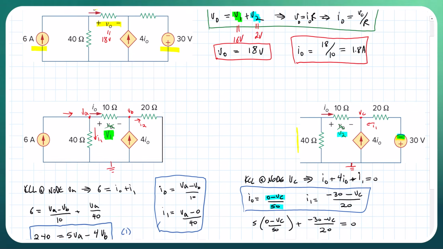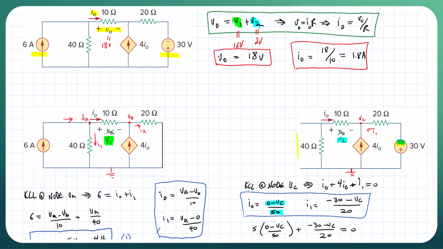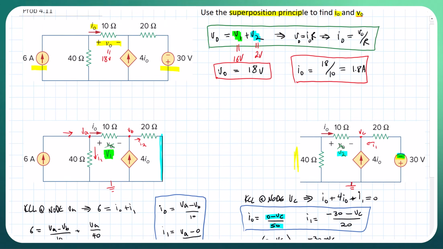Okay, and the key is setting up your problem properly. The key is you got to make sure that when you turn off your voltage source, it becomes a short circuit here, and when you turn off your current source, it becomes an open circuit here. Okay, and that's the solution for this problem.